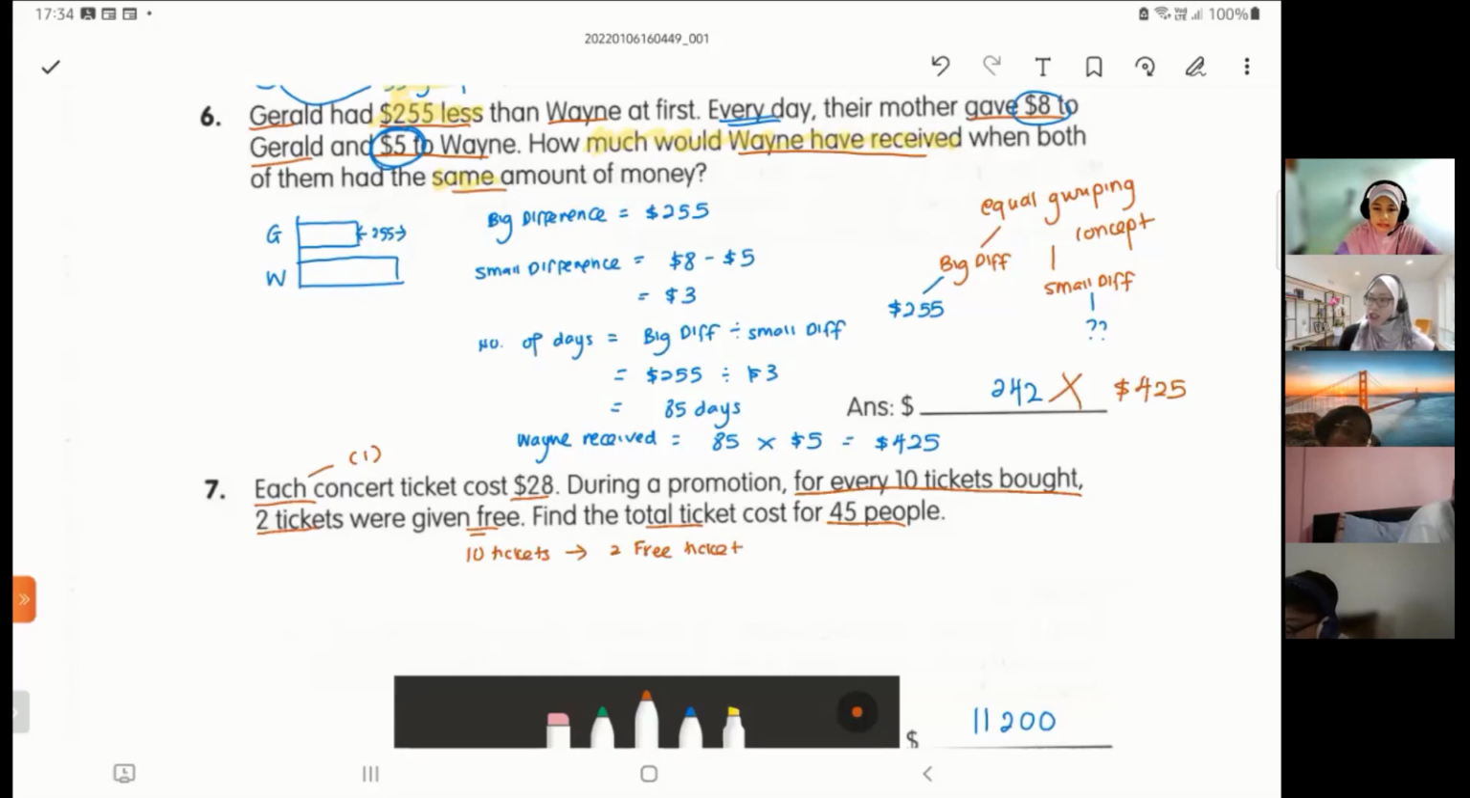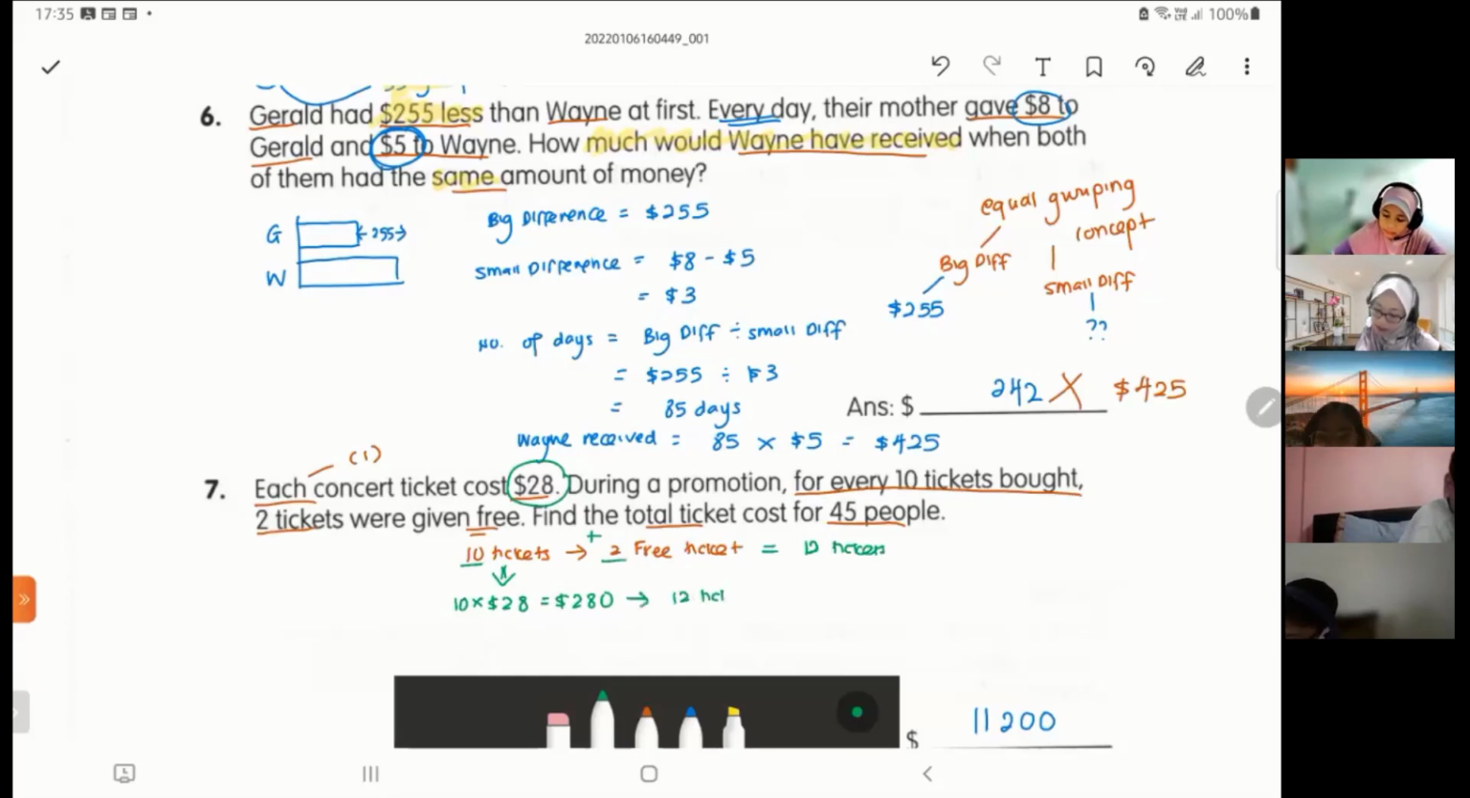Now, how much is this promo then? How much is 10 tickets then? So each ticket is $28. So 10 tickets means 10 times $28. So this is $280. For $280, how many tickets do I get? I get 10 and 2. I get 12 tickets. Okay? For $280, I get 12 tickets. All right.